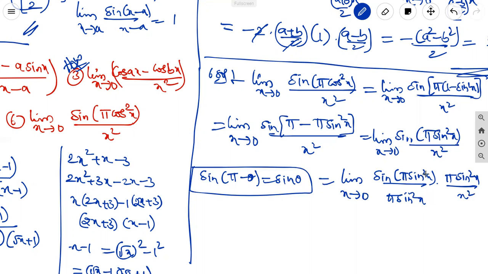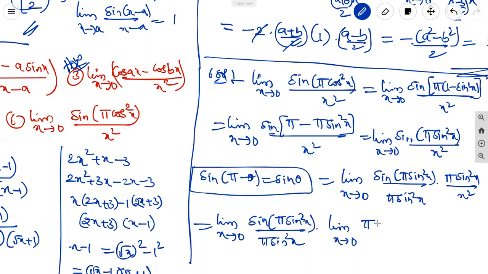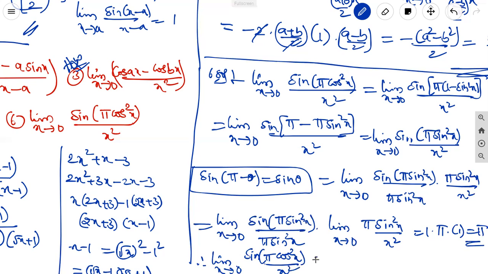Here, sine of which term is there? The same term is in the denominator. Now we can write separately: limit x tends to 0, sine of pi sine square x by pi sine square x, into limit x tends to 0, pi sine square x by x square. This is equal to 1 into pi, which is a constant, right, outside. Sine x whole square by x square is 1. It should be pi. Therefore, limit x tends to 0, sine of pi cos square x by x square equal to pi.